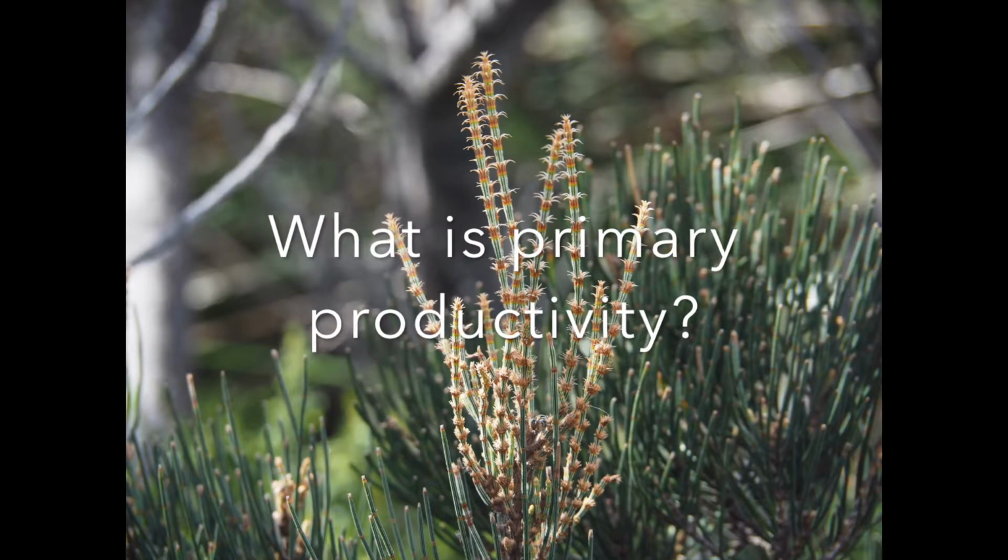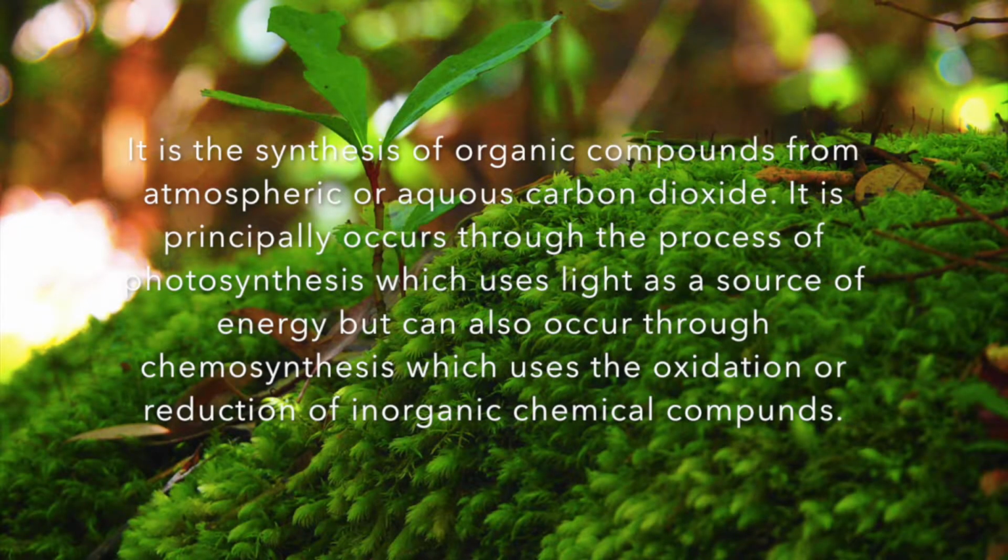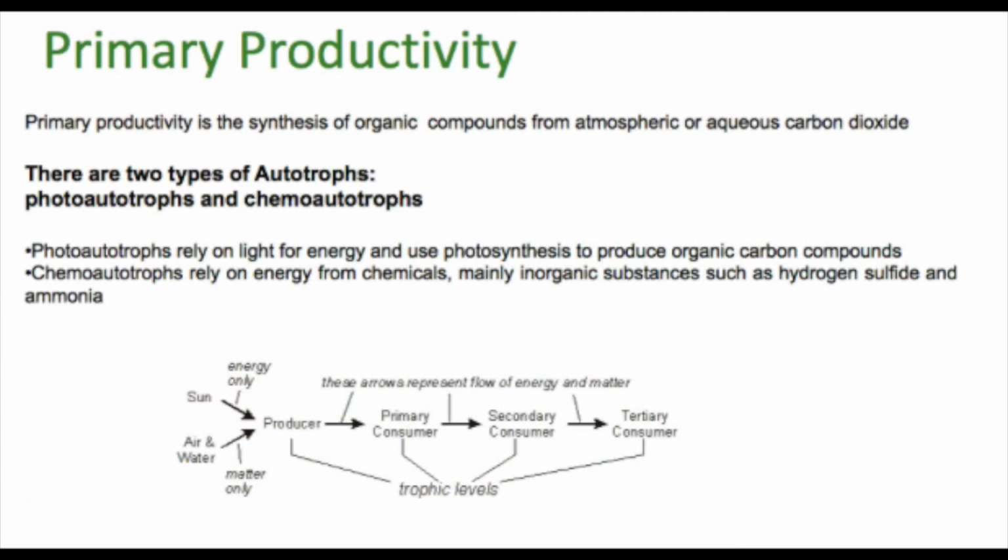What we need to know first: what is primary productivity? Primary productivity is the synthesis of organic compounds from atmospheric or aqueous carbon dioxide. It principally occurs through the process of photosynthesis, which uses light as its source of energy, but it also occurs through chemosynthesis, which uses the oxidation or reduction of inorganic chemical compounds. Almost all life on Earth relies directly or indirectly on primary production.